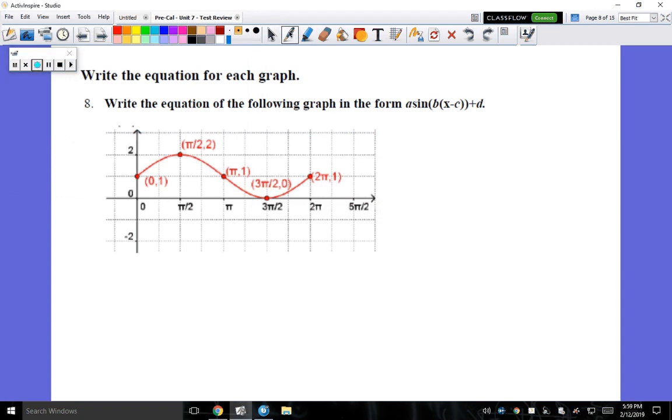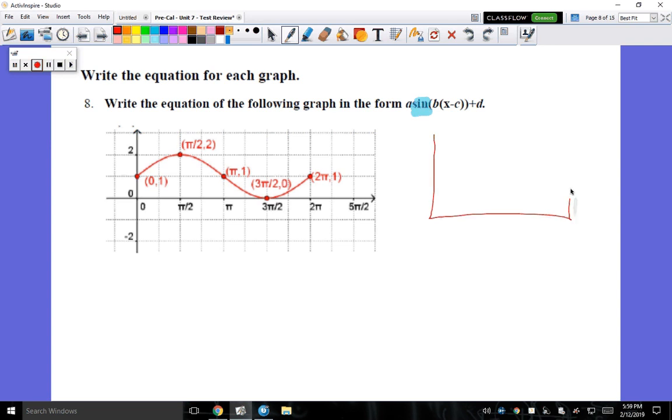Okay, so let's look at number 8. It says, write the equation of the following graph, and I'm going to write it as a sine function, okay? So what we're going to do is use the method that we used in class to see the transformations that are occurring with A, B, C, and D. There was a certain progression that we used during class to help us in this regard, okay?